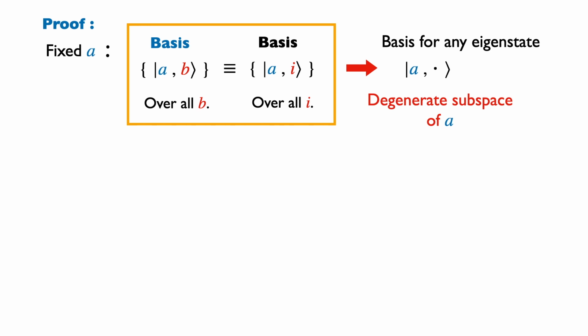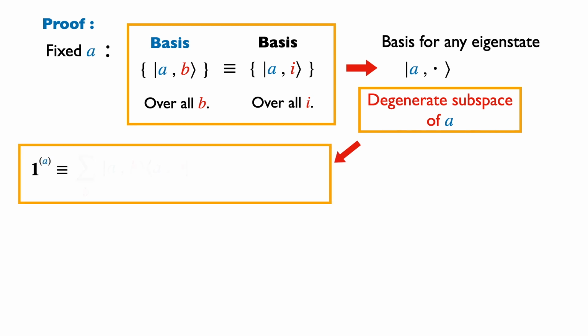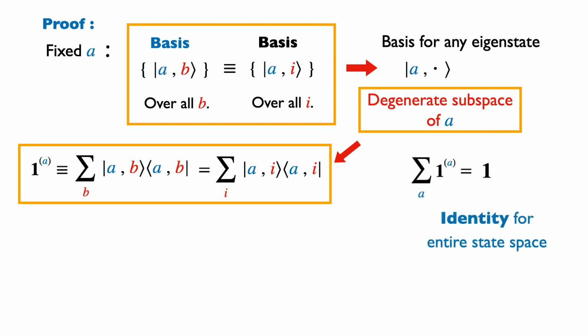Therefore, the resolution of identity in this degenerate subspace is given by this, which can be resolved in two ways corresponding to each basis. Of course, there are infinitely many ways to do this, corresponding to as many different bases. This, when summed over all values of A, gives back the identity operator for the entire state space, as it should. This operator behaves exactly like the projector into the subspace A. It acts like the identity operator on any vector within the subspace, and eliminates vectors that are orthogonal to it.